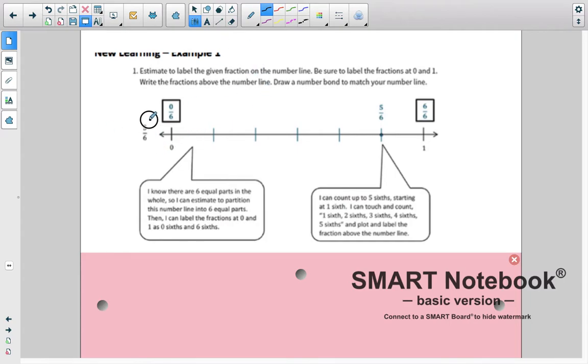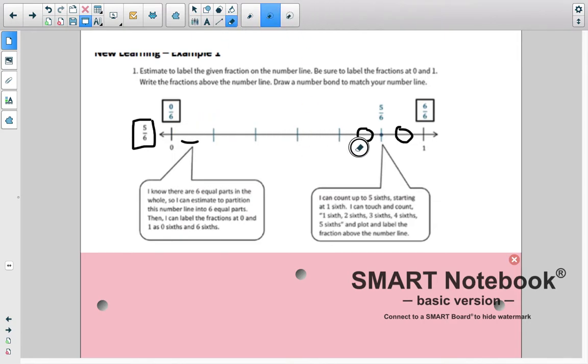So they wanted us to look for 5/6. They labeled the number bond here at 0 and here at 1. And they labeled 0/6 and 6/6. Now, you might be thinking, how did they know it was by 6? Well, you can just count the spaces in between the marks. So 1, 2, 3, 4, 5, 6. If there's 6 spaces in between the marks, I know that they're counting by 6.